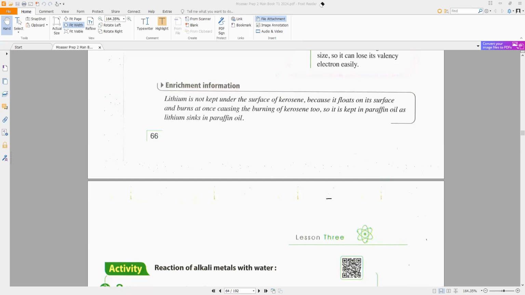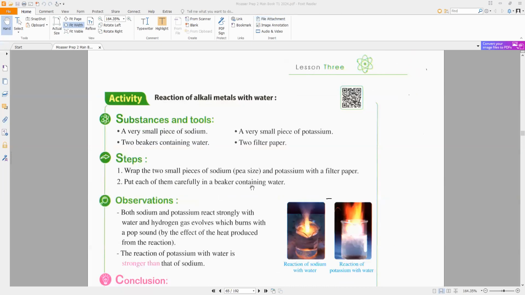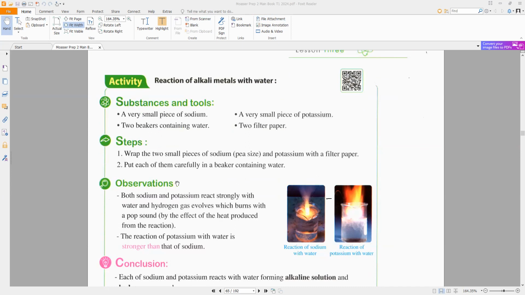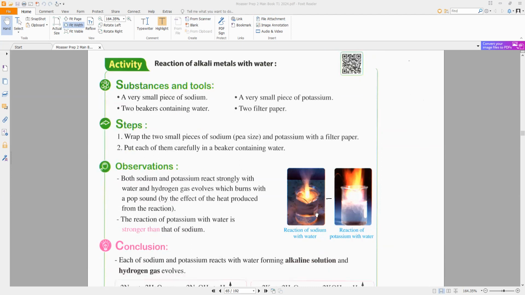How do the alkali metals react? We make experiments with sodium and potassium, and we see how the reactivity increases as we move down in the group. We put sodium and potassium in different beakers and add water. So we get two beakers, put water in them, and put pieces of sodium in one and potassium in the other.